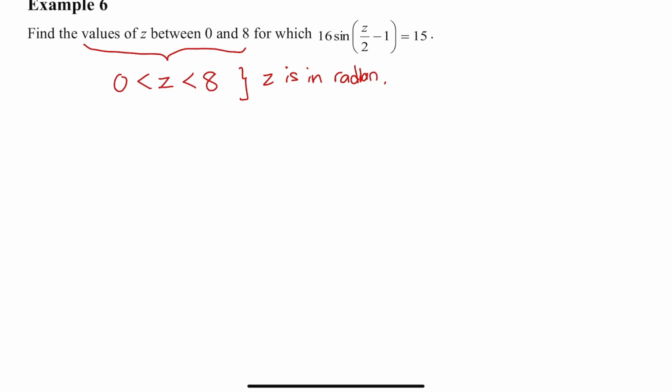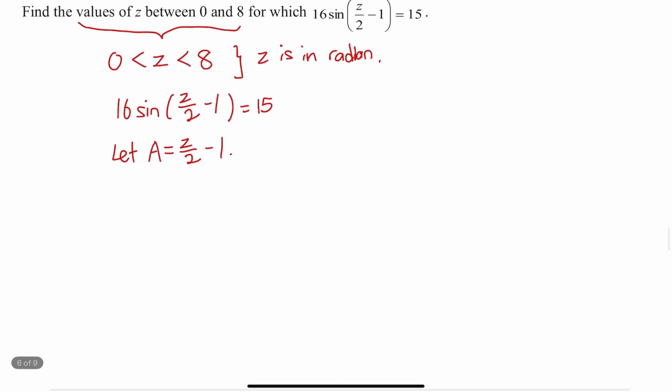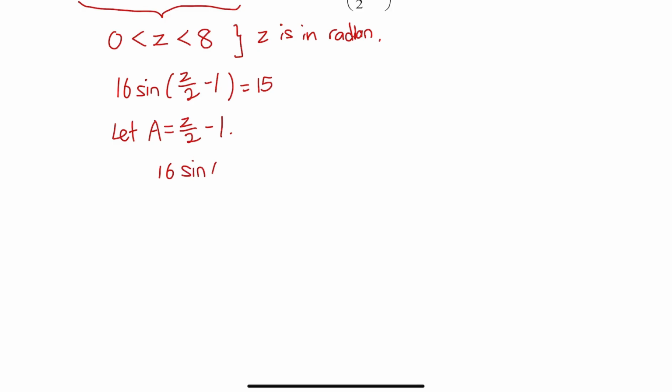Okay, so over here, as what we have done in the previous examples, I have 16 sine (z/2 - 1) equals 15. To make life easier, let's simplify this by rewriting z/2 - 1. I'll let a equal z/2 - 1. So from here, this means that 16 sine a is equal to 15. If I make sine the subject, sine a is equal to 15/16. Then my next step is to identify the quadrant.